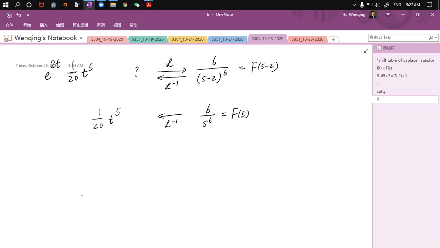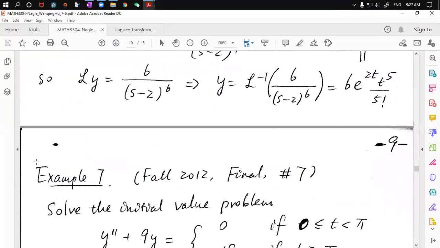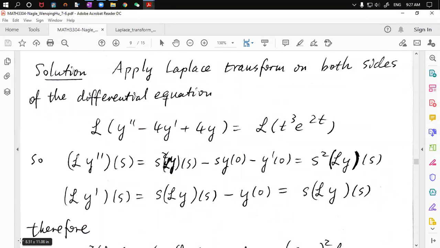So that's going to be the result: the solution y is the inverse Laplace transform of 6 over s minus 2 to the power of 6, which is 1 over 20 e to the power of 2t multiplied by t to the power of 5. Is that good, family? So that's a pretty non-trivial way to solve a differential equation. How many times did we use the shift table of the Laplace transform? We have been consecutively using the shift table of the Laplace transform twice.